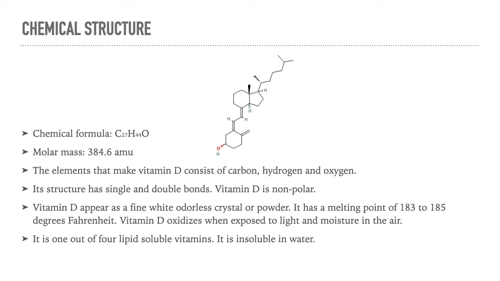It is one out of four lipid soluble vitamins, so it is insoluble in water. Vitamin D appears as a fine white odorless crystal or powder. It has a melting point of 183 to 185 degrees Fahrenheit. Vitamin D oxidizes when exposed to light and moisture in the air.